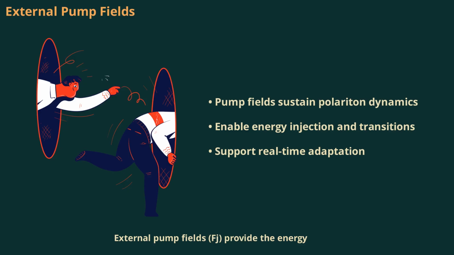External pump fields, F_EA, provide the energy required to sustain and manipulate the polariton fields. By modulating these pumps, operators can inject energy into specific flavors, initiate transitions, or maintain coherence across the system. This external control is essential for real-time operation and adaptation to changing mission requirements.